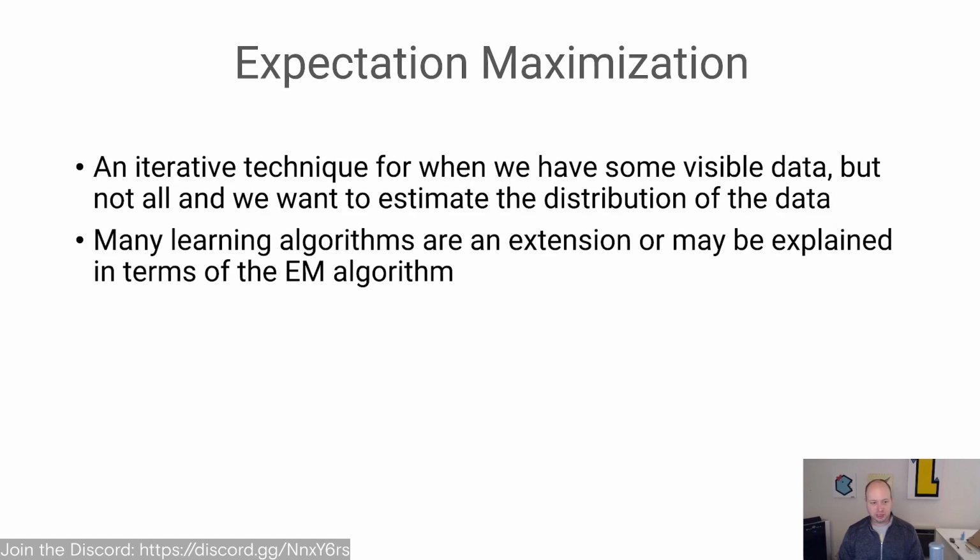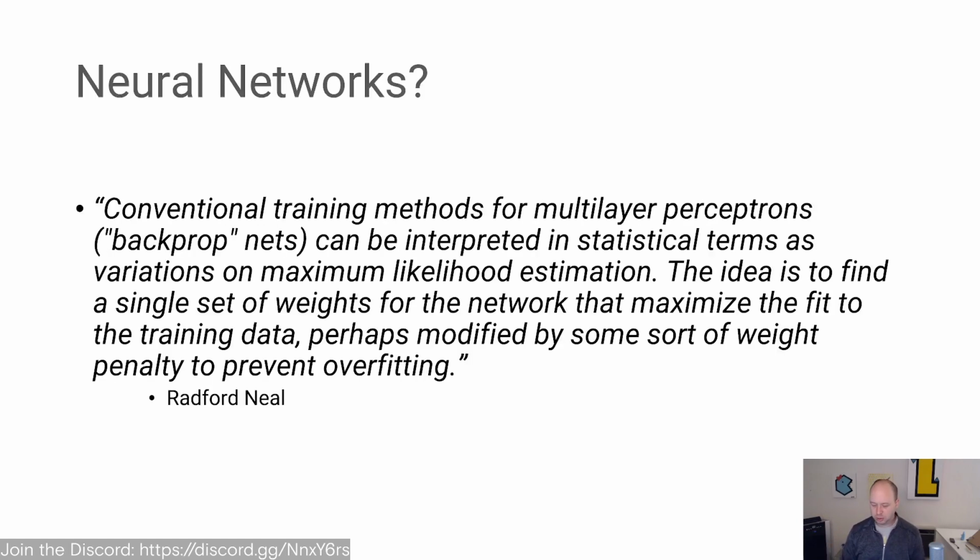So expectation maximization is an iterative technique for when we have some data, but we want to estimate the distribution of the data. We've kind of talked about this already a fair bit. A lot of the learning algorithms that I've been talking about are really expectation maximization. There's a lot of expectation maximization algorithms out there. The one that's most common is in neural networks, what's called stochastic gradient descent. And so what we're doing for neural networks, and we'll talk about this more, is what's called maximum likelihood estimation. And what we do is we backpropagate some kind of error signal, and we also try to regularize the network to avoid overfitting. This may not make any sense to you, and that's fine. We'll get into machine learning a little bit later in the course.